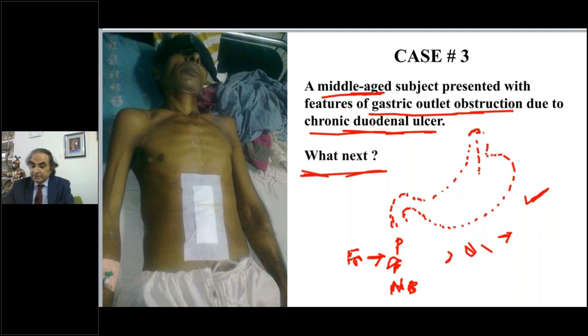Sir, due to dehydration, there will be metabolic alkalosis, so there will be bicarbonate, sir. Sodium bicarbonate, yes, will be increased. Then for that there will be later sodium absorption along with loss of H+, so compensatory. So you said you will do upper GI endoscopy first, right?